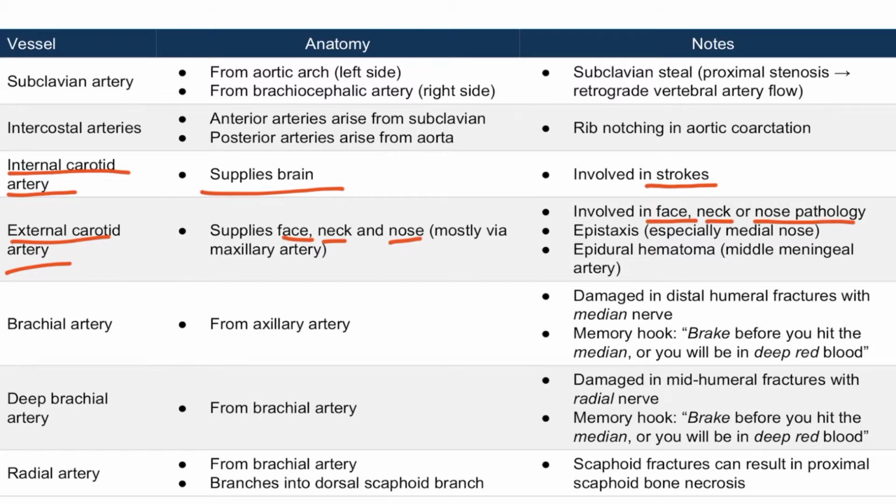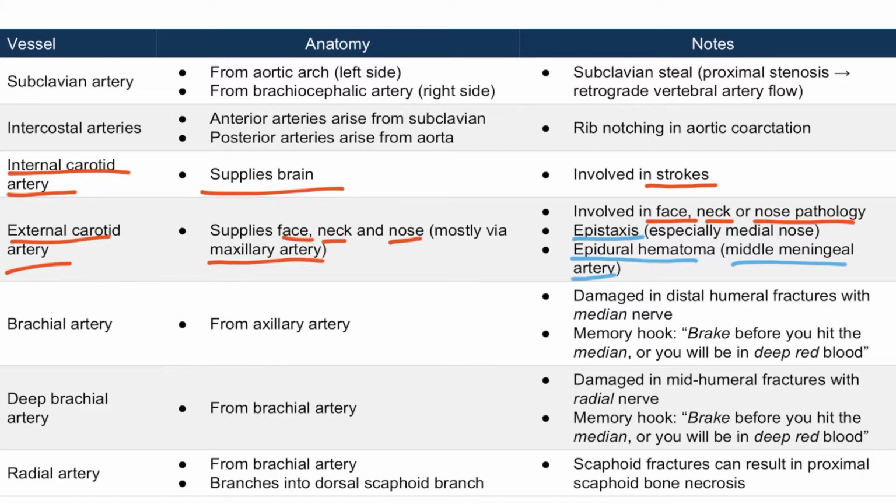Notice that I have written that the maxillary artery is the main branch of the external carotid artery that you must be familiar with. The maxillary artery supplies many of these face, neck, and nose structures. For example, in cases of epistaxis or severe nose bleeding, think of branches of the maxillary artery. In the case of an epidural hematoma, think of a branch of the maxillary artery, the middle meningeal artery.